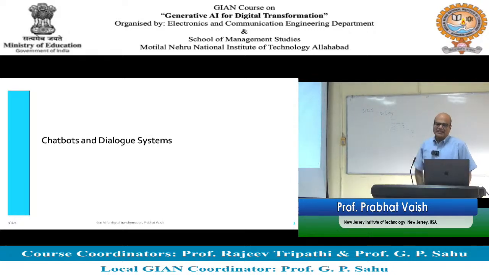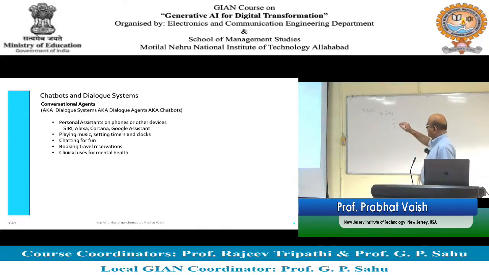Point I'm trying to make is that the old way chatbot had a fixed logic. If your requirement doesn't fit in here, the chatbot is of no use, right? So some examples that you may have seen: Siri, Alexa, Cortana. Cortana was one of Microsoft's chatbots, and Google Assistant. They can do a lot of things. They can play music for you. You can just give them instructions and they'll respond to it. You can chat with them for fun.